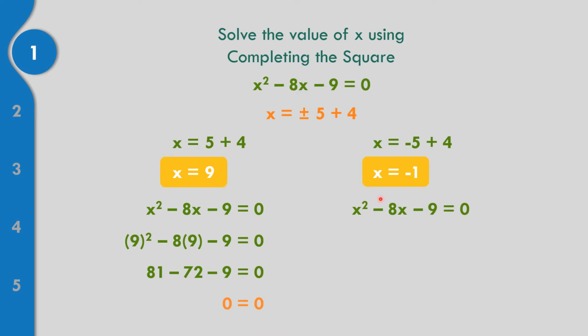What if the value of x is equal to negative 1? Let us try. Negative 1 squared minus 8, replace x by negative 1, minus 9. Negative 1 times negative 1 is positive 1. Negative 8 times negative 1 is positive 8. Bring down negative 9 equals 0. 1 plus 8 is 9. 9 minus 9, the answer is equal to 0. As you can see, the left and right sides are equal. So it means the solutions are negative 1 and positive 9.